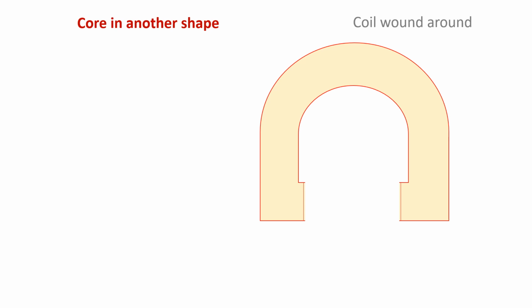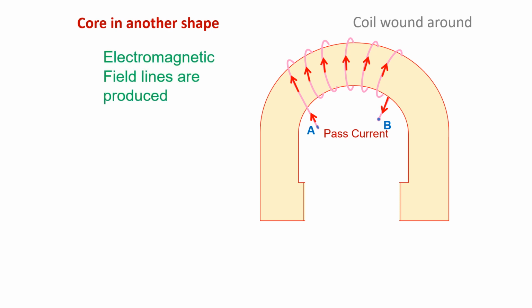A coil is wound around this core. Starting from the end A, it is being wound from front to back. B is the end of the coil. Now pass the current through the coil. It is passing from A, going round in all the turns. Because of this current flowing in the coil, electromagnetic field lines are produced in the core.